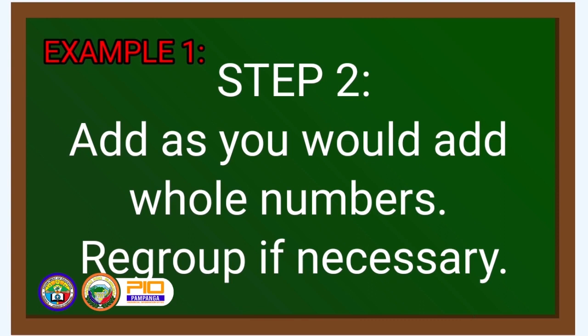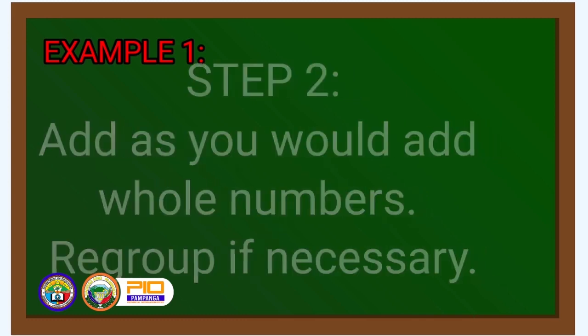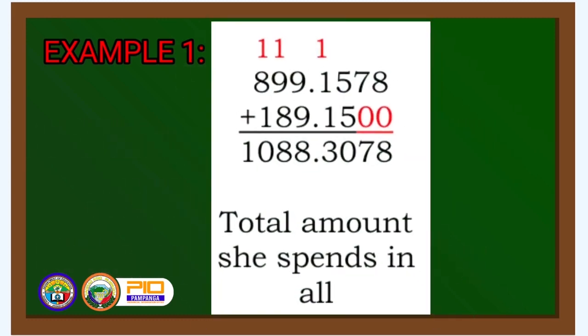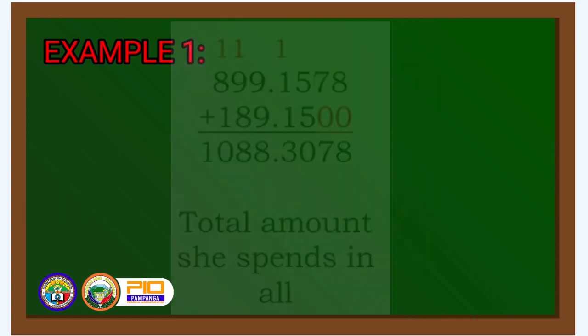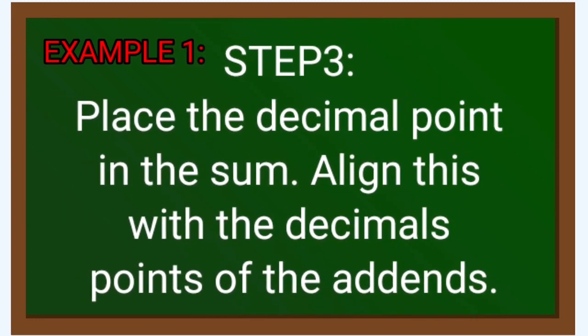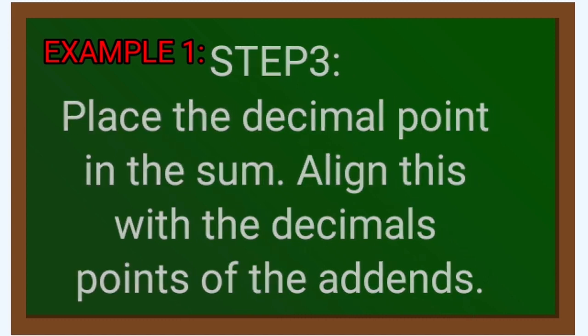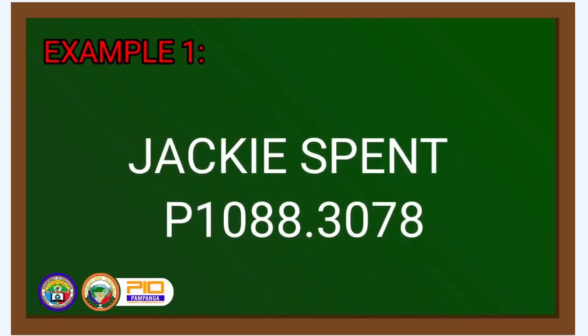Step 2. Add as you would add whole numbers. Regroup if necessary. Step 3. Place the decimal point in the sum. Align these with the decimal points of the addends. Therefore, Jackie spent 1,088 and 3,078 ten thousandths in all.